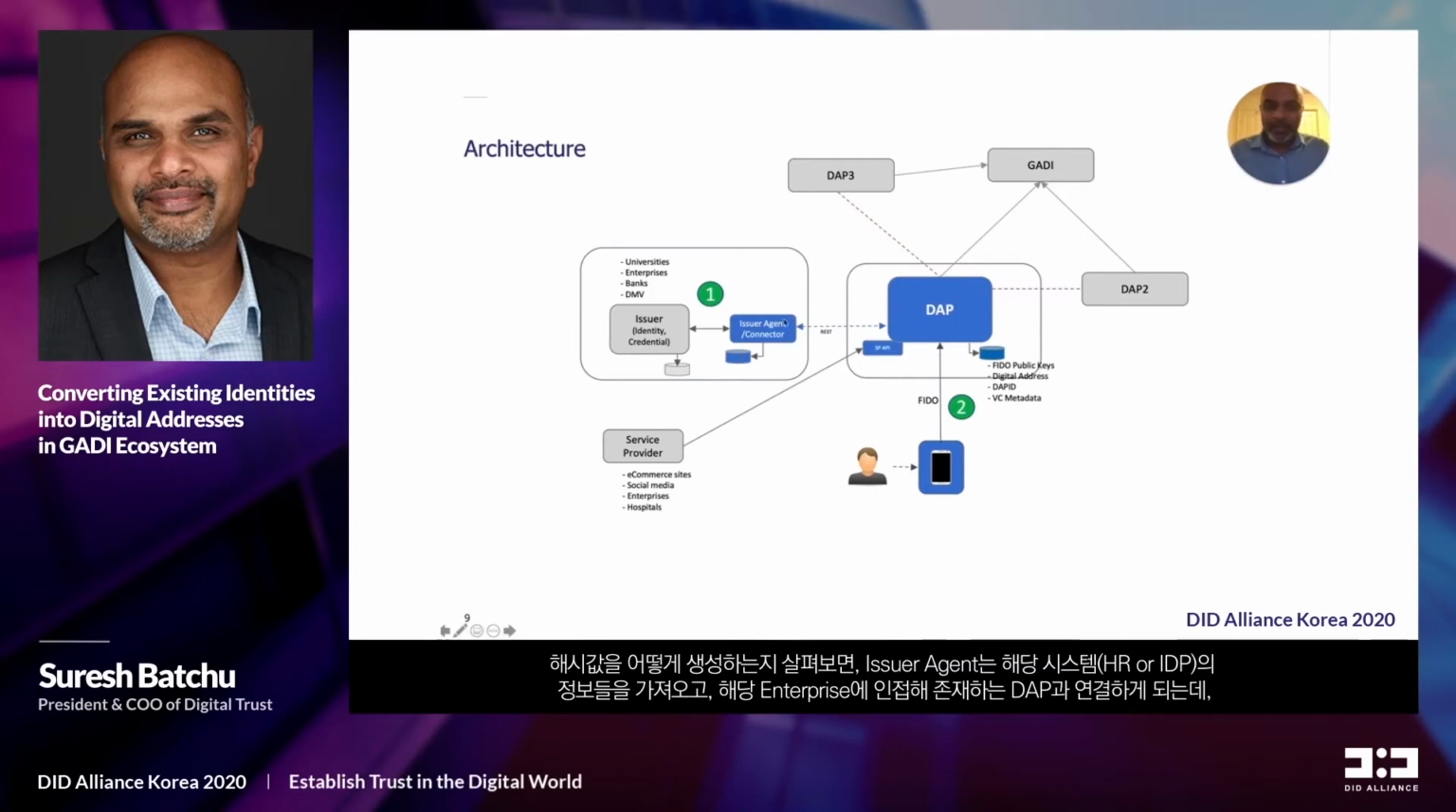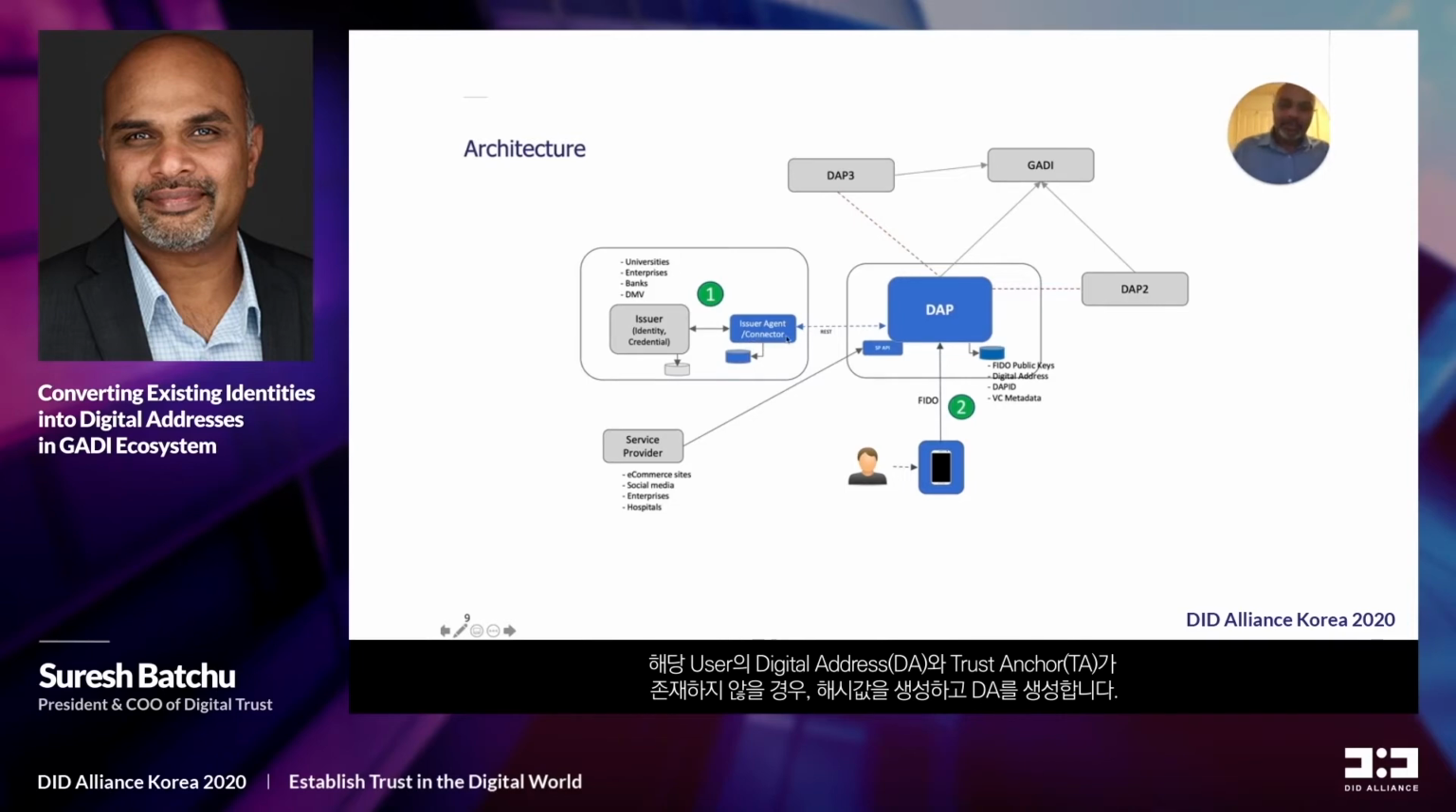How it is done is that an issuer agent of a DApp will reside closer to the enterprise, connect to those systems, and bring the data into the issuer agent using the connector. It creates the hashes of those users and creates the digital addresses if no digital address has been created for a particular hash, a trust anchor.